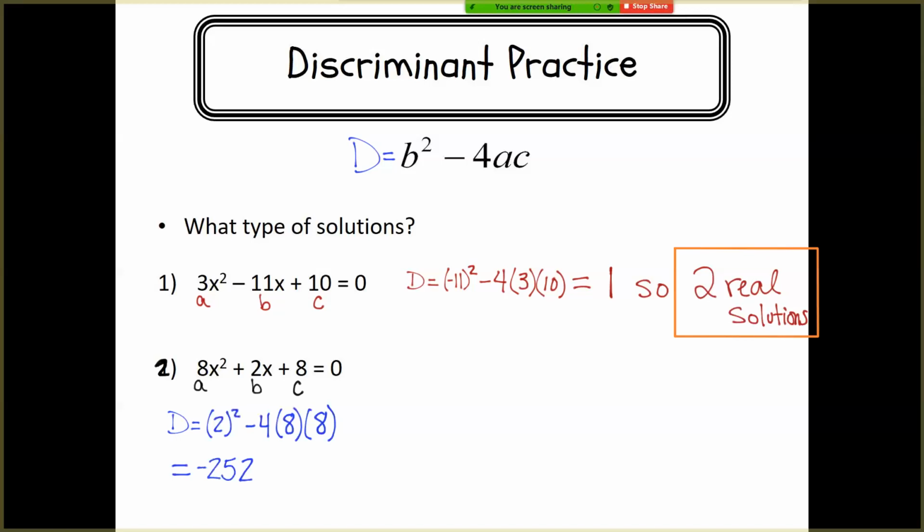So negative 252, you have to decide, is it 0, is it positive, or is it negative? Since it's negative, you're going to have 2 imaginary solutions. So since 252 was negative, we know we would have 2 imaginary solutions.